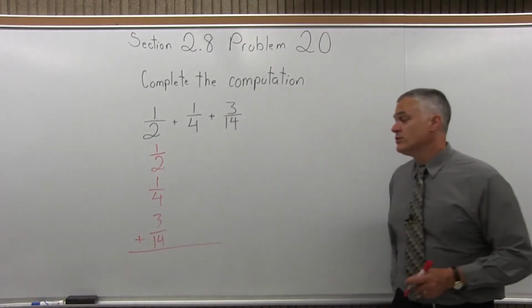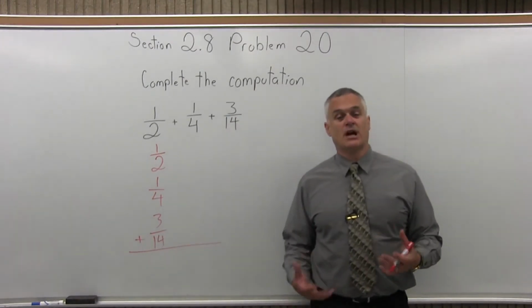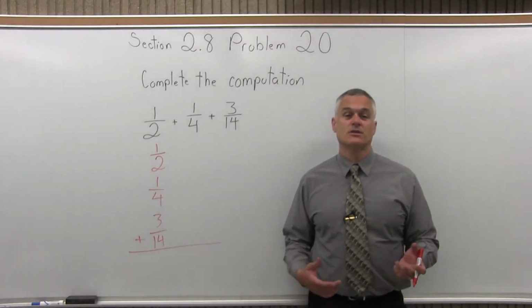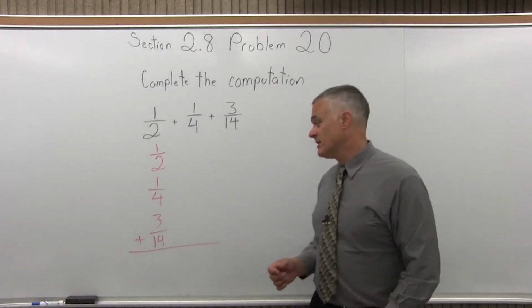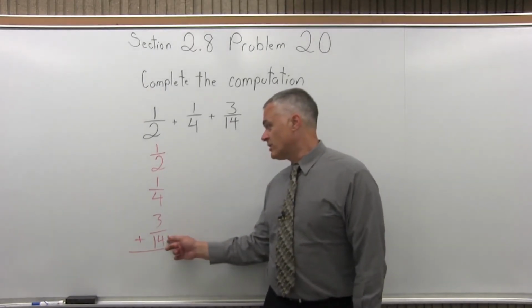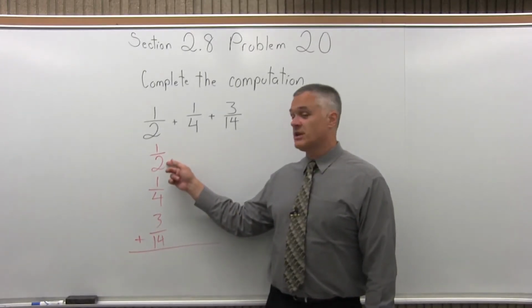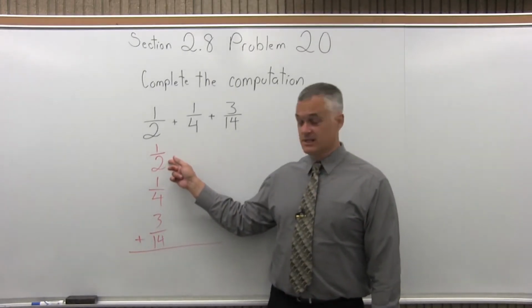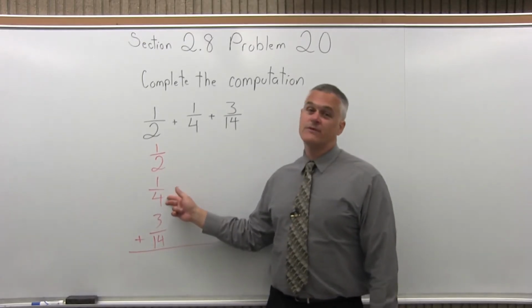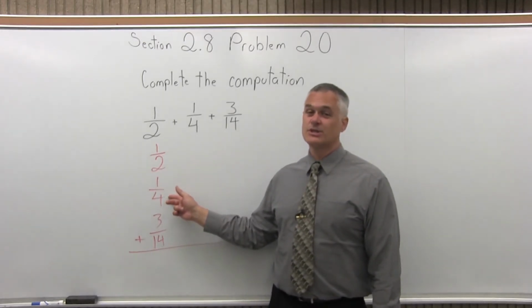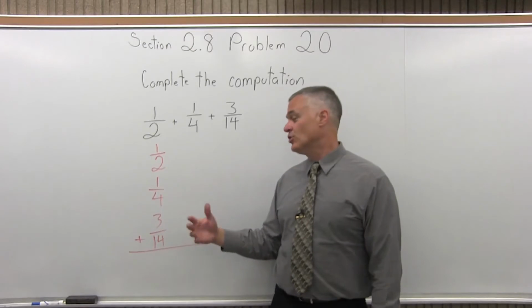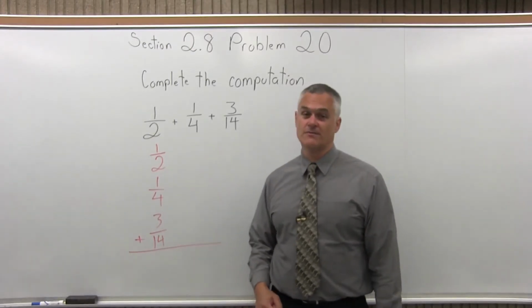Now, what I want to do is consider the denominators, find the largest of the denominators, and see if the other denominators will divide into it evenly. My largest denominator is 14, and of course 14 divides into 14 evenly. Will the other denominator of 2 divide into 14 evenly? Yes, it will. Will 4 divide into 14 evenly? Unfortunately, it will not. So 14 will not work as a lowest common denominator.